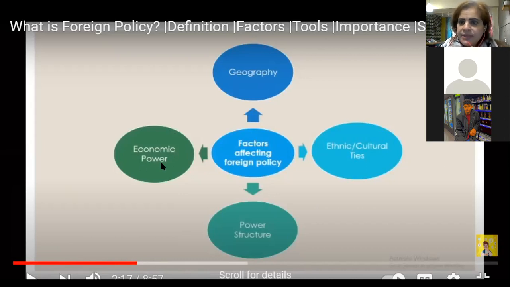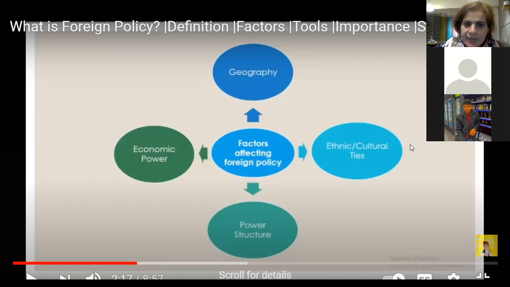So that's an addition. Geography. We talked about economic power in the sense of economic development. Right here, economic power, obviously, the interest of having a powerful economy in the country or in the region. And then you have power structure, which means that they want to develop the country to be powerful. And ethnic cultural ties. So this is also a really nice addition. So as you can see, these are all important for foreign policy.